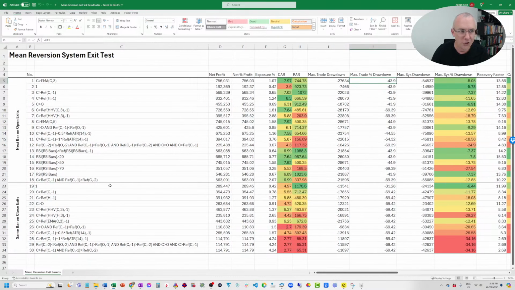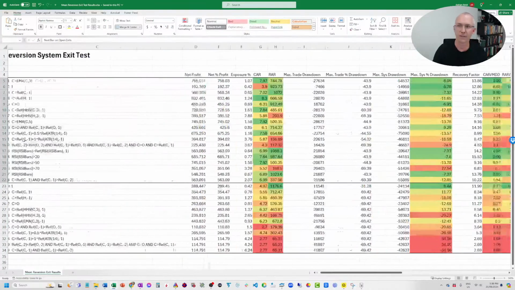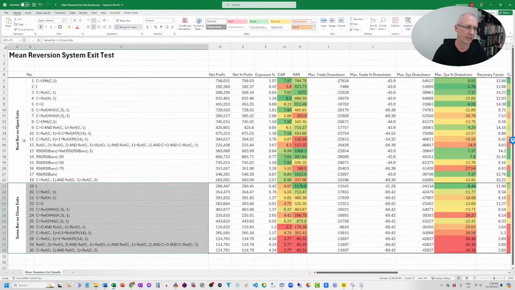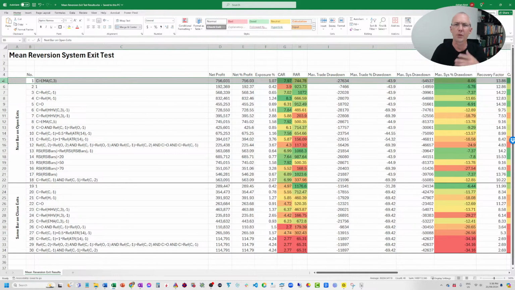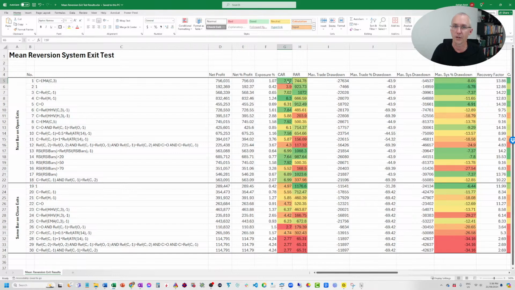Alrighty. So here are the results of my 30 different backtests, 30 different exit tests. I've got the grouping of the exits for next bar on open and the exits on the close on the same bar. And what's interesting is, the exit that I'd already designed, and I had put quite a bit of work into this system, performs really, really well. The close above the 3 bar exponential moving average is a pretty good exit for a short-term mean reversion system. You can see here it's got a compound annual return of 7.9. Actually, this is a different time period, so those numbers are a little bit different to what you saw before, but you'll get the picture.